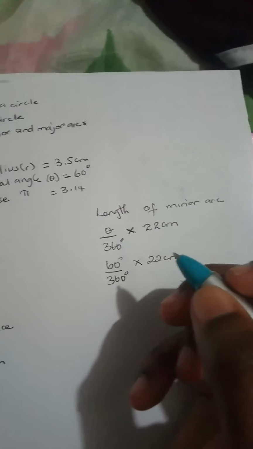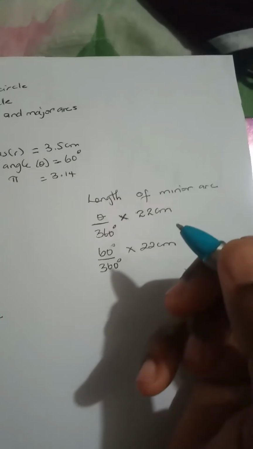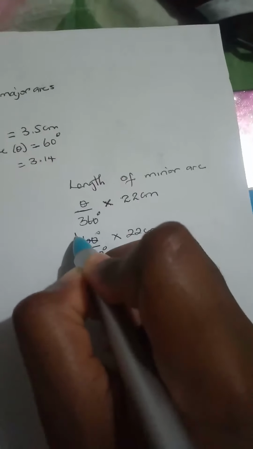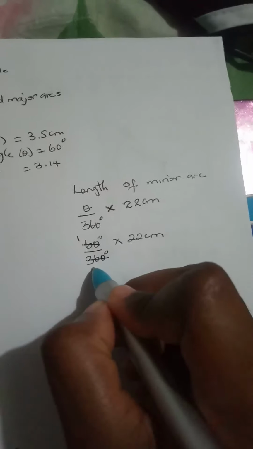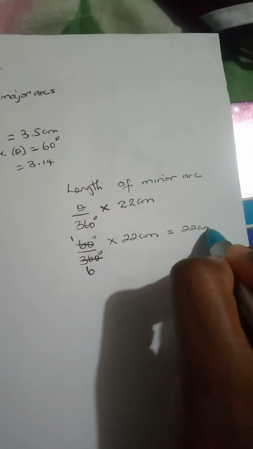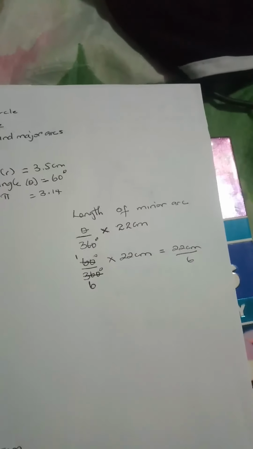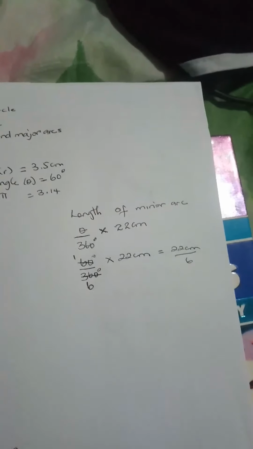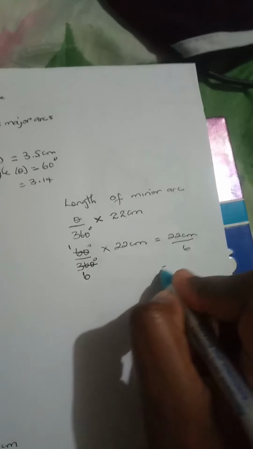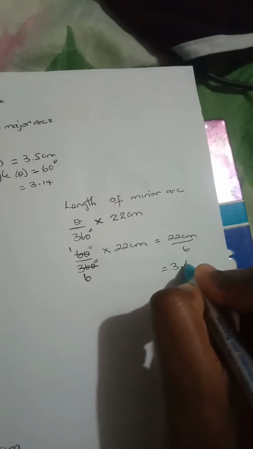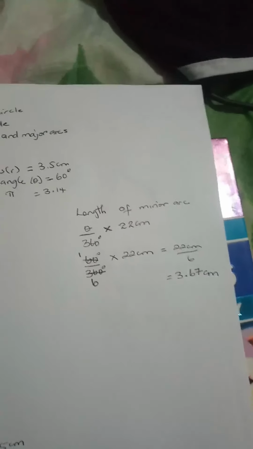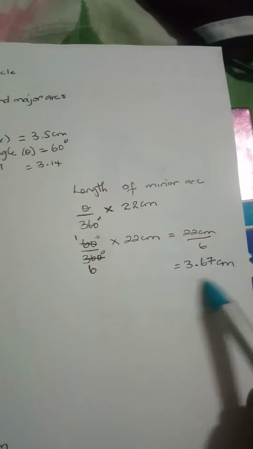So we get 0.167. We would use 3 decimal places, or we could break this down. So we know that 60 into 60 is once, and 60 into 360 degrees, that would be 6 times. So we end up with 22 centimeters divided by 6, and we get 3.67 centimeters, using 2 decimal places. So this would be the length of the minor arc.